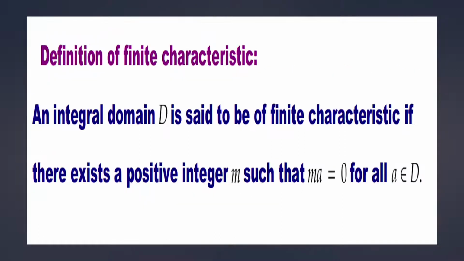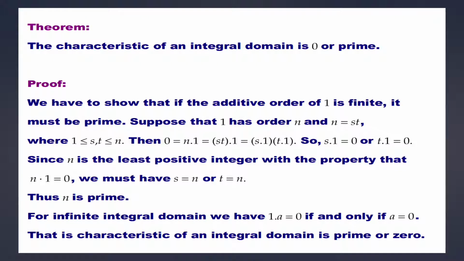Next, the definition of the finite characteristic. An integral domain D is said to be of finite characteristic if there exists a positive integer m such that ma equals 0 for all a belonging to D. Can you guess what will be the characteristic of an integral domain? Let us see a theorem. The characteristic of an integral domain is 0 or it is a prime number.